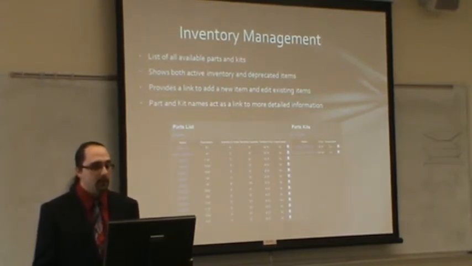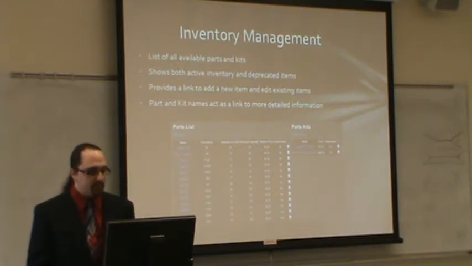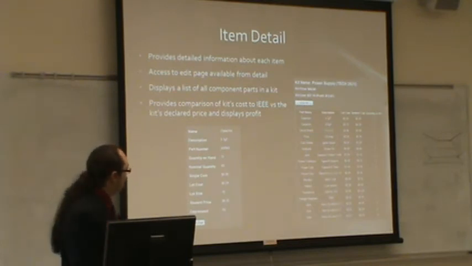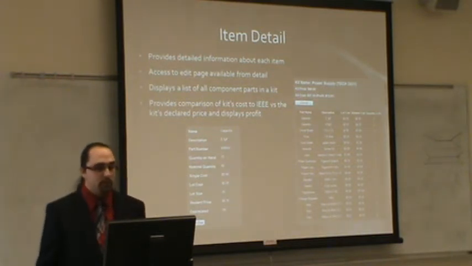The inventory management area is just a list of all the parts and the kits that we could have in there. It allows you to view detailed information about the parts or to edit them, and the names of the parts are links to those specific pages. In the detail areas, it gives you more information than is available on the inventory management page.